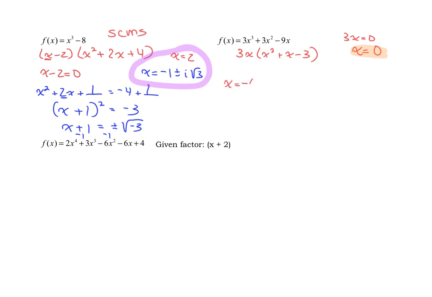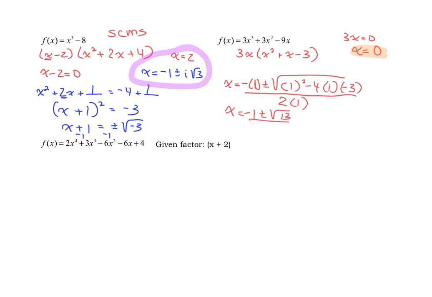x equals -b plus or minus the square root of b squared minus 4ac all over 2a. So -1 plus or minus the square root of 1 plus 12 is 13, over 2. That doesn't simplify any, so there are my other two solutions from the quadratic. And now the last one.